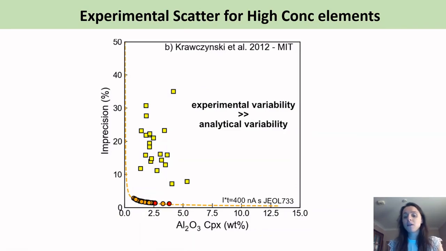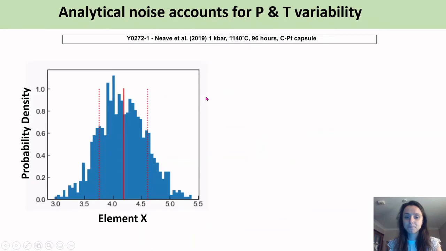So what we want to know is the variability in pressures that we calculate, which basically is the reason we have so much scatter for these barometers. Is it being controlled by analytical variability, or is it being controlled by experimental variability? So how we do this is, for David Neave's experiments, we have basically taken those outputted sigma values from the probe, so the error we would expect just based on counting statistics for each element.